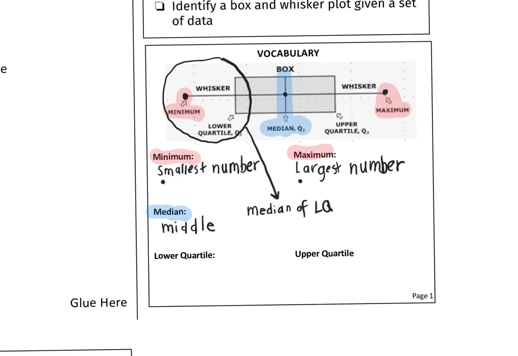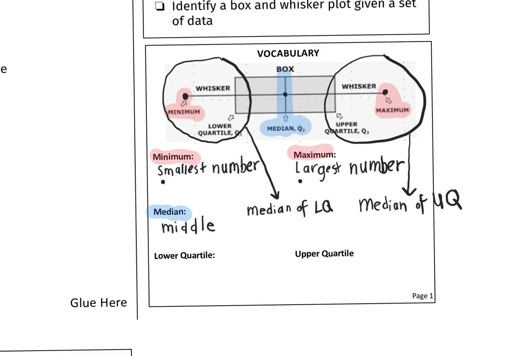If they ask for the median of the upper quartile, that means they're going to be asking for the median of those numbers there. We'll talk a little bit more about what that looks like in just a few minutes. Let's go on to the next vocabulary word.